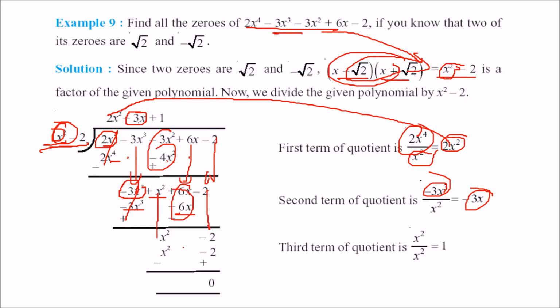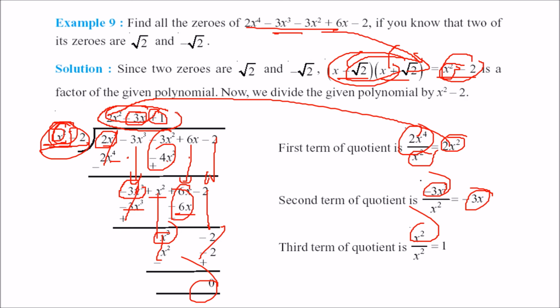Again, you get x square here. Take x square divided by x square. So 1. Place 1 here. So 1 has come. Multiply this whole by 1. So it will be x square minus 2. This gets cancelled out. You get 0. So now you have got this also. So one factor is x minus root 2. Other is x plus root 2. So we have combined these factors. So we said that x square minus 2 is a factor. But we have this expression which has come.